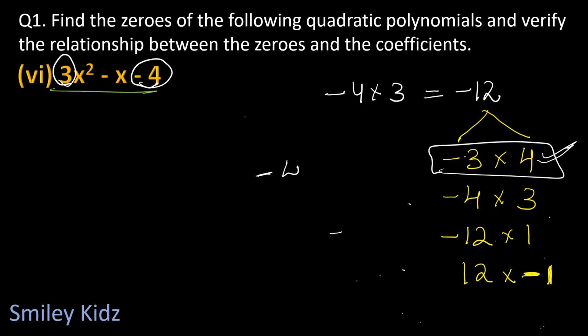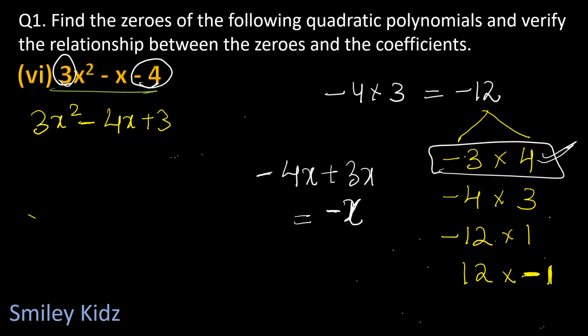So first I'm going to add them. So minus 4x plus 3x. So it's going to be minus 4 plus 3, isn't it? So minus 4 plus 3 will give you minus 1, or minus x in fact, right? Minus 1x or minus x. And that's what we want. So here I'm going to write down 3x square minus 4x plus 3x minus 4.